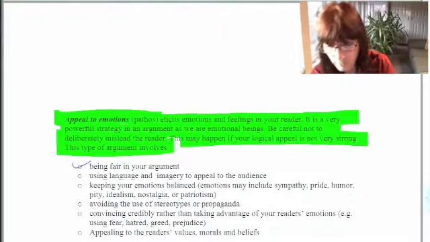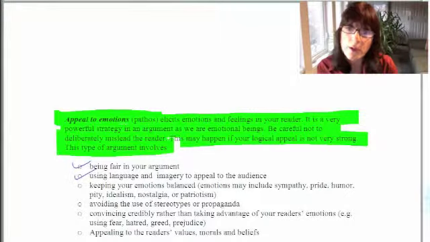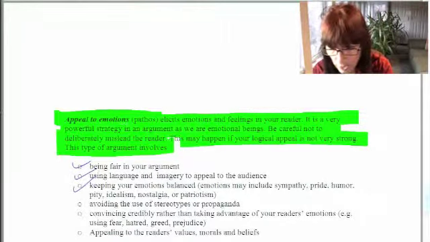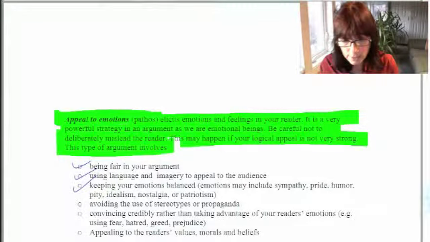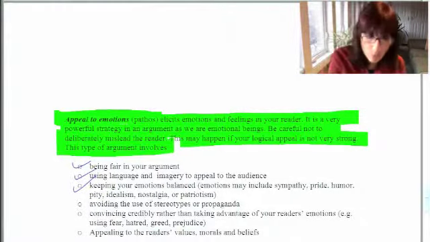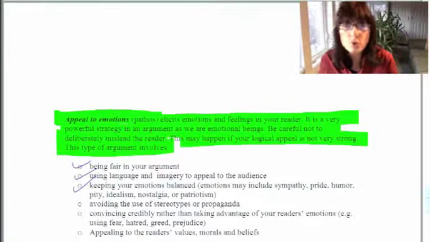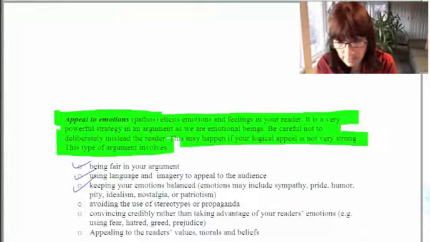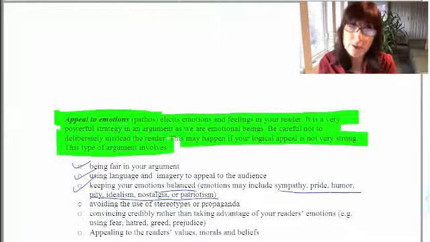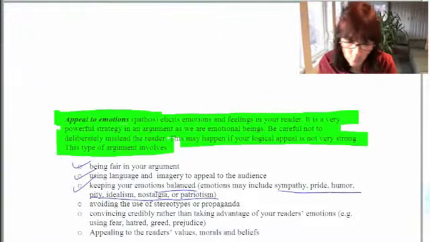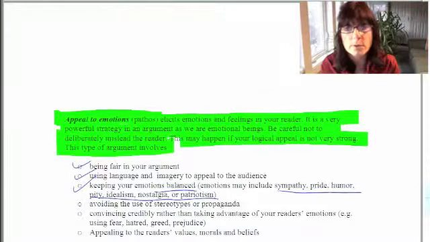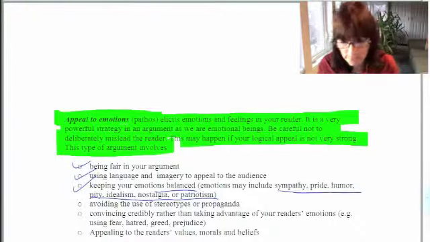You have to be fair in your argument. You have to use language and imagery to appeal to the audience, but appropriate language. You have to keep balance with your emotions. You can't be too overly sympathetic or have too much pride or show too much pity. You've got to always keep a balance. Emotions can include sympathy, pride, humor, pity, idealism, nostalgia, like thinking fondly about the past, or patriotism. You must be careful that there's a balance here.